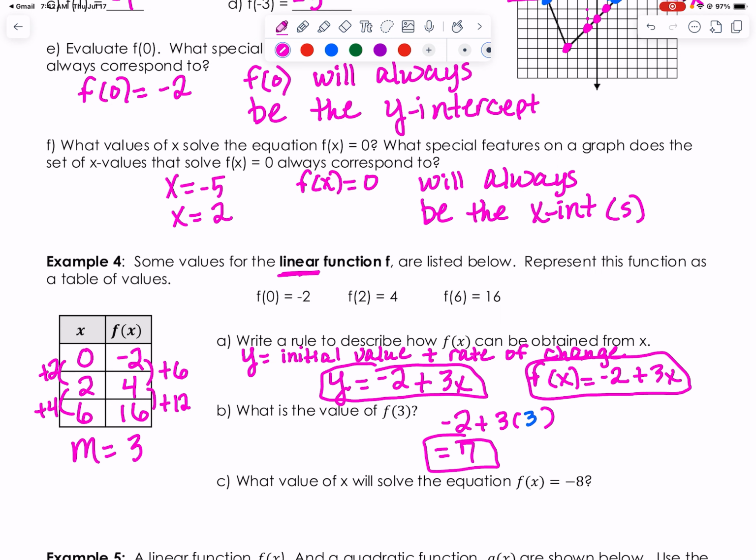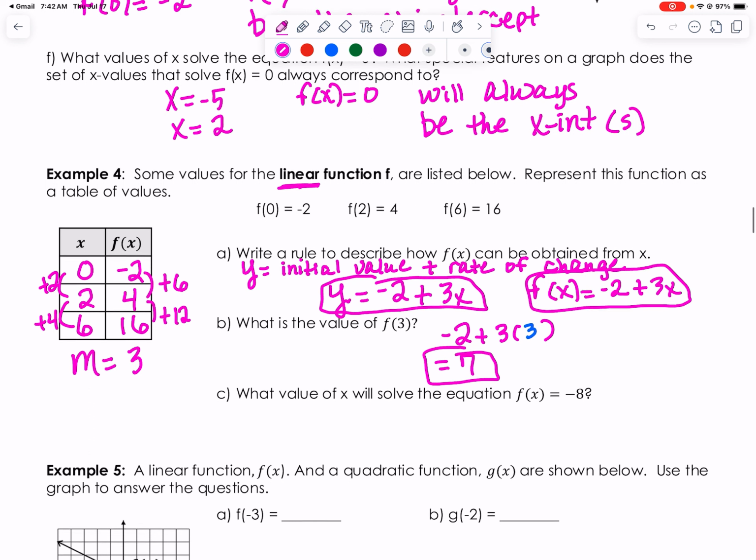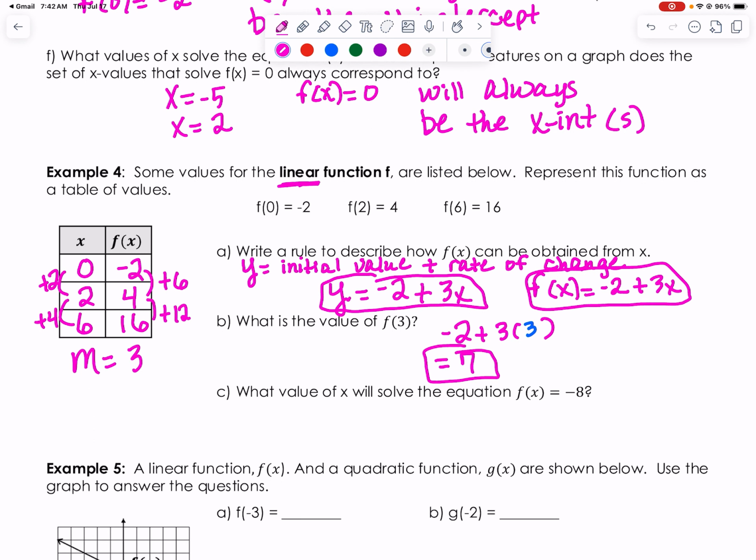Problem C, what value of x will solve the equation f of x is equal to negative 8? Now this time our output value is negative 8. We don't know the input value. That's what we're trying to find. So I'm going to take my function and put negative 8 for the output, and then write down our rule, negative 2 plus 3x. And then we'll just solve that for x. So add your 2, so that would give us negative 6 is equal to 3x, and then divide by 3. So x is going to equal negative 2. So when you're doing these problems, just be careful to see if what you're working with is an input value or an output value.